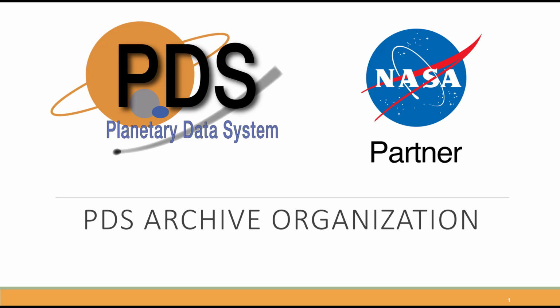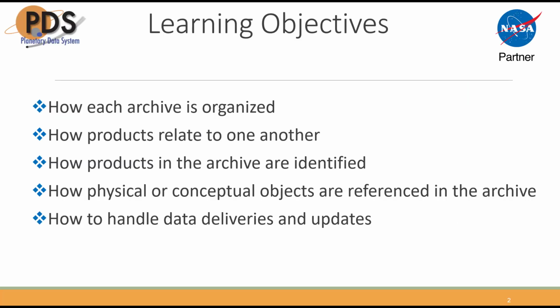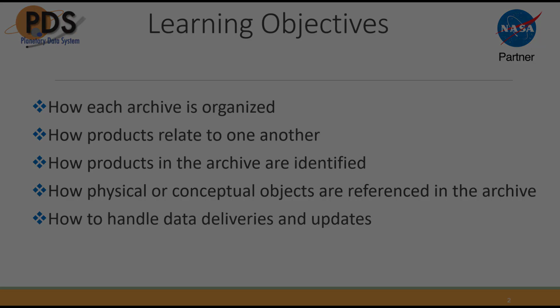This video provides an introduction to the PDS-4 archiving system. In this video, we will describe how each archive is organized, how products relate to one another, how products in the archive are identified, how physical or conceptual objects are referenced in the archive, and how to handle data deliveries and updates. Feel free to pause or go back in the video at any time.